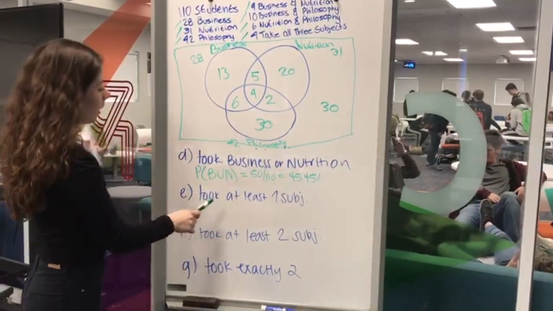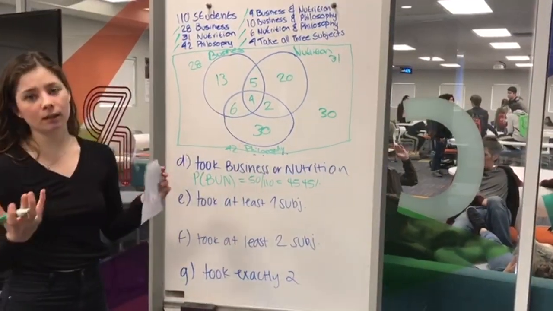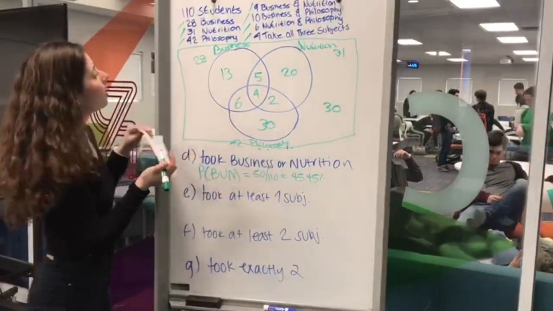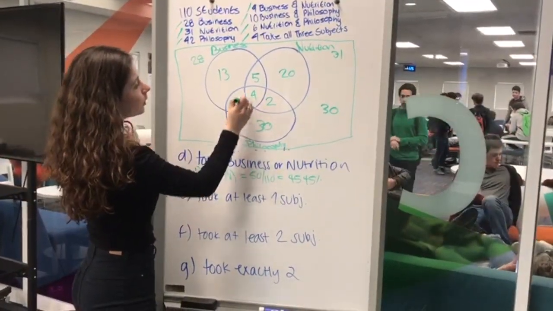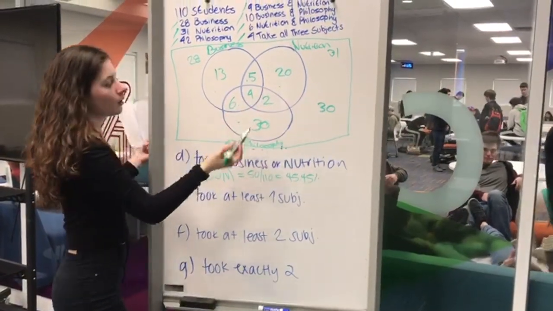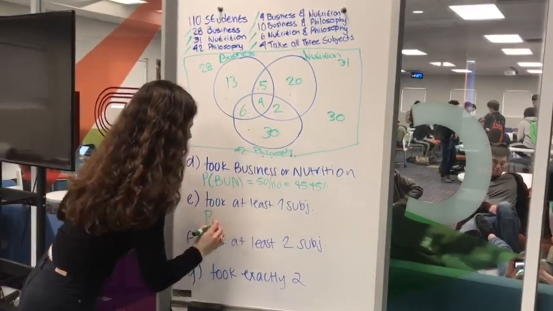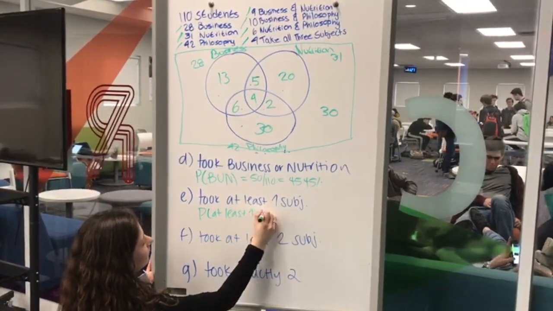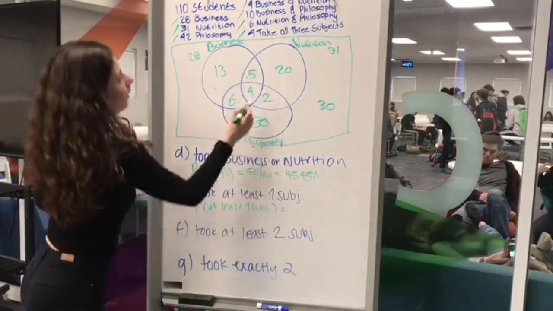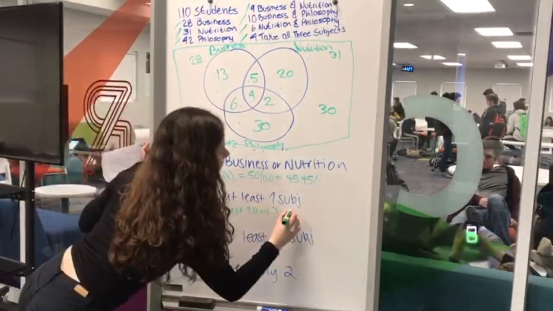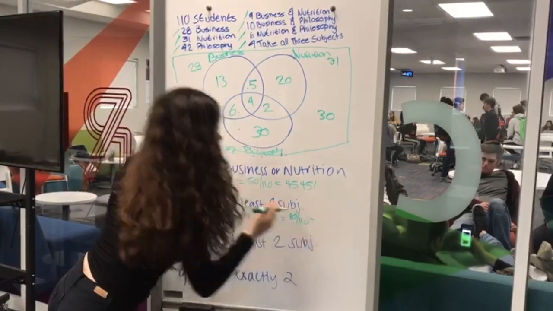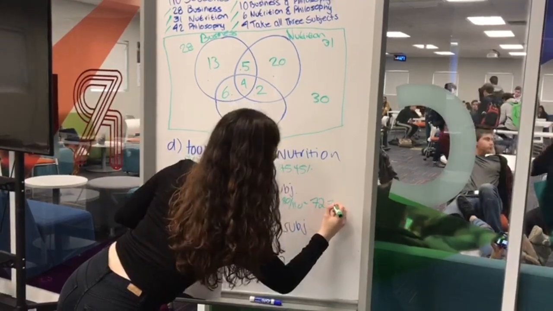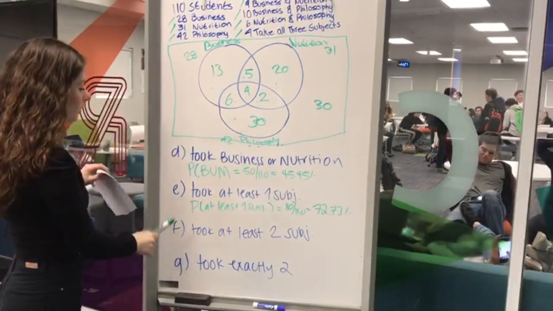Next, problem E. Took at least one subject. That means it's a student that has taken one subject, or 2 subjects, or 3 subjects. So the probability of taking at least 1 subject is equal to everything that's here, which is, like we said before, 80 out of 110, or 72.73%.